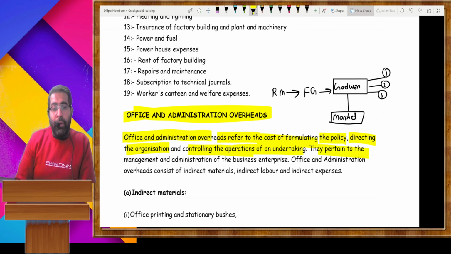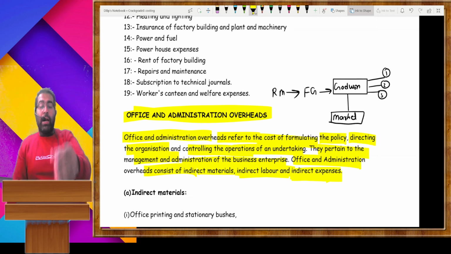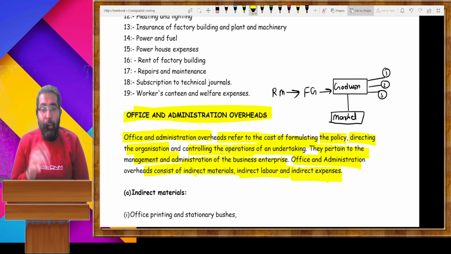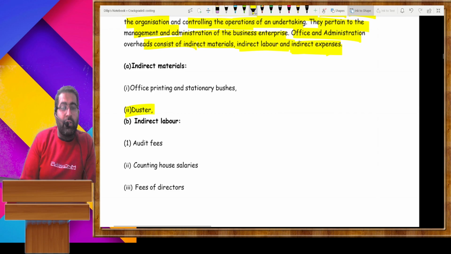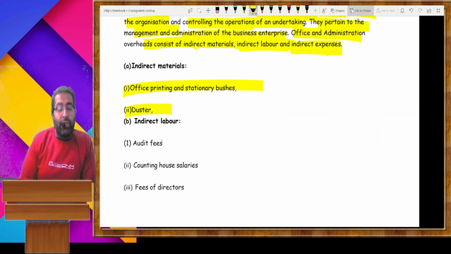Office administration is the direction of management and administration of the business enterprise. Office administration consists of indirect material, indirect labor and indirect expenses. I am using notes. If I use printouts, then all types of printouts, pen and paper used in the office are indirect material. Just again the list of indirect material like duster, office printing and stationery.